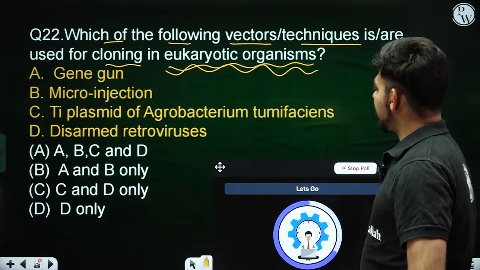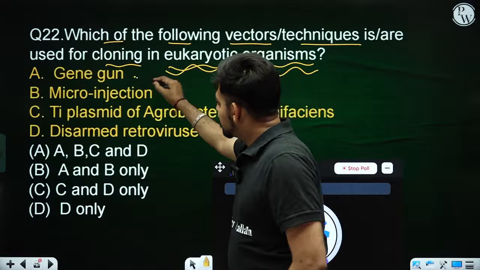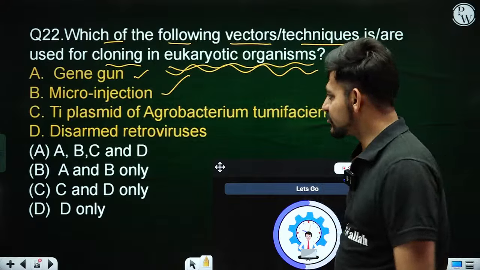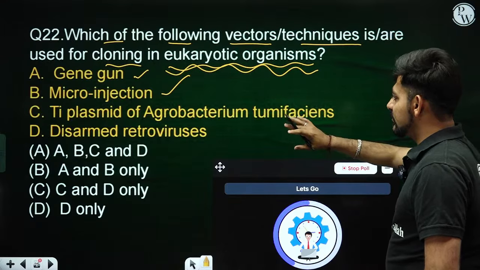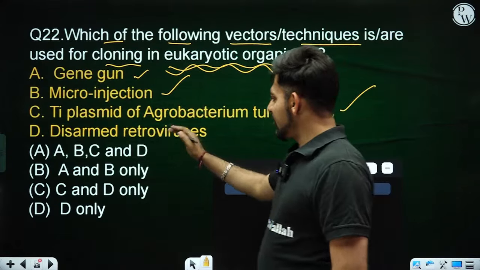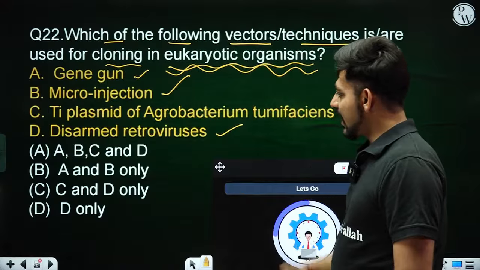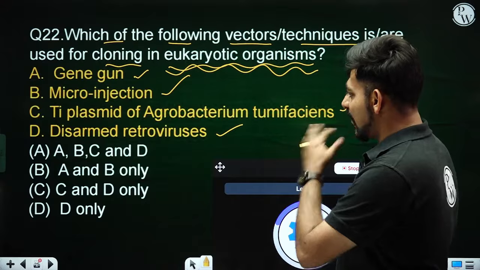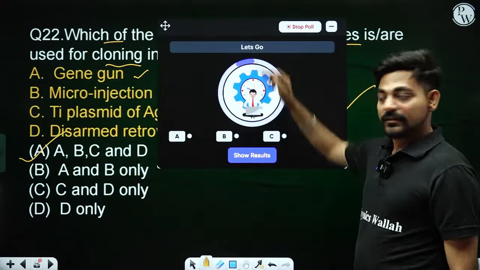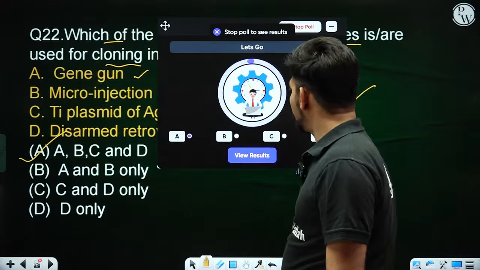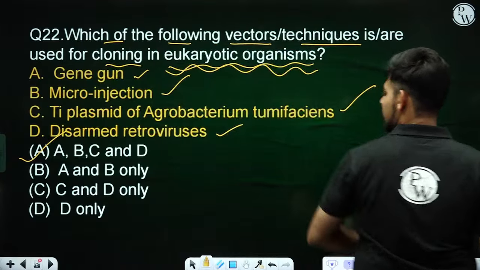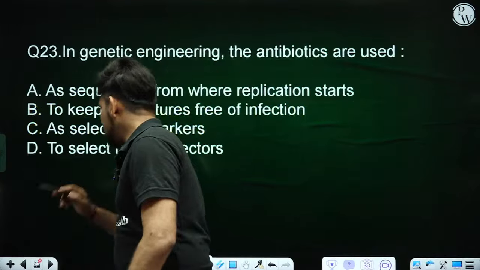So you can transform eukaryotic organisms like plants with gene gun, animals with microinjection, Ti plasmid Agrobacterium-based transformation to plants. Disarmed retroviruses are used to transform animals. So all of these methods A, B, C and D can be used to transform eukaryotic organisms, and 50% of those who have answered were right.